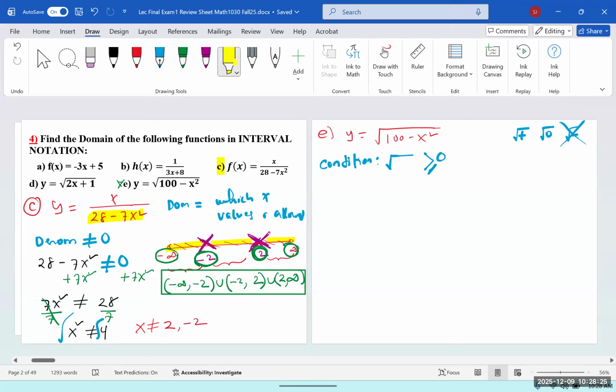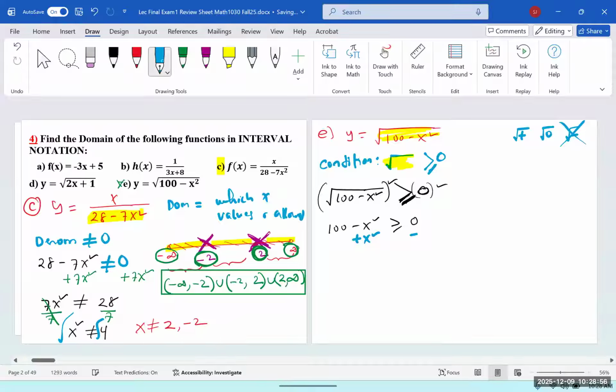So what do we have in our radical? We have this thing. So you can start with 100 minus x squared. This can be positive, meaning bigger than 0, or can be equal to 0. So this is our equal sign. And then you solve for x. To solve for x, you get 100 minus x squared is bigger than or equal to 0. And then you can add x squared. So we get 100 bigger than or equal to x squared.